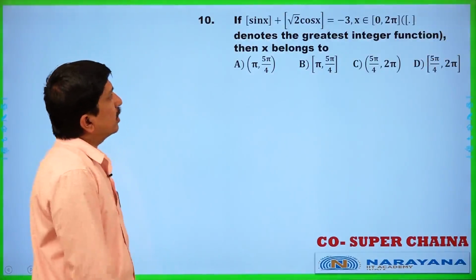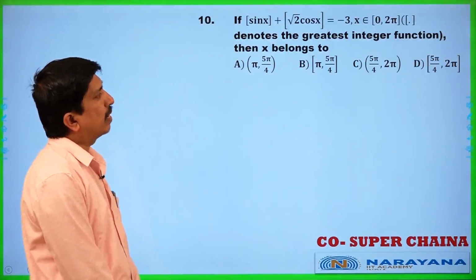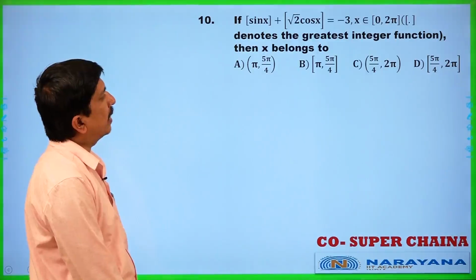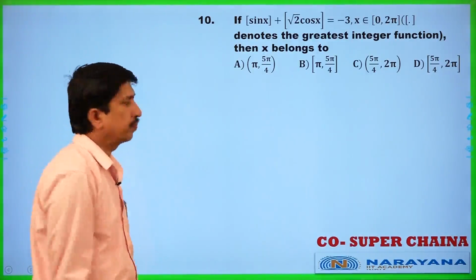If [sin x] plus root 2 [root 2 cos x] is equal to minus 3, x belongs to the closed interval 0 to 2 pi, where [ ] denotes the greatest integer function, then x belongs to what?